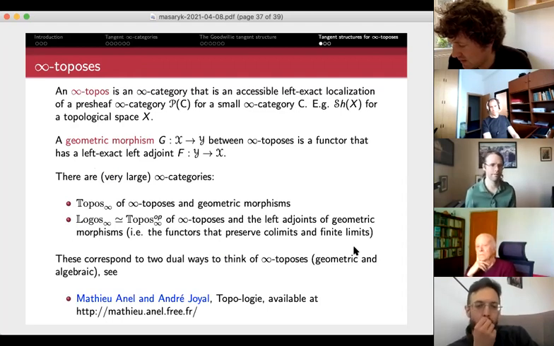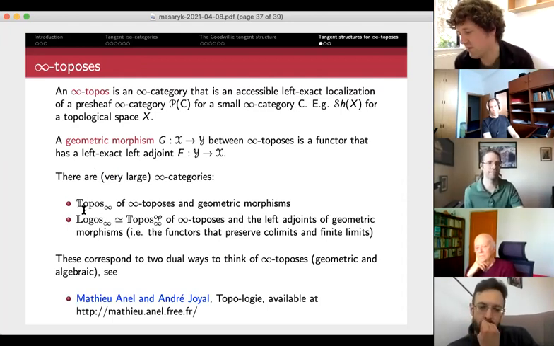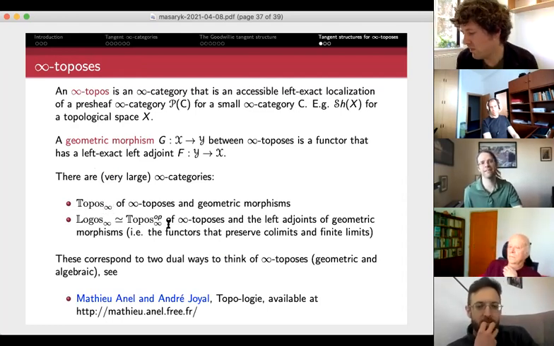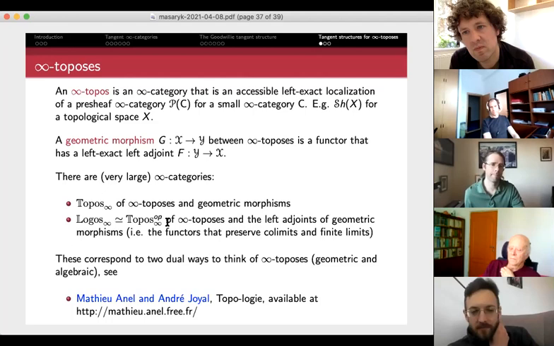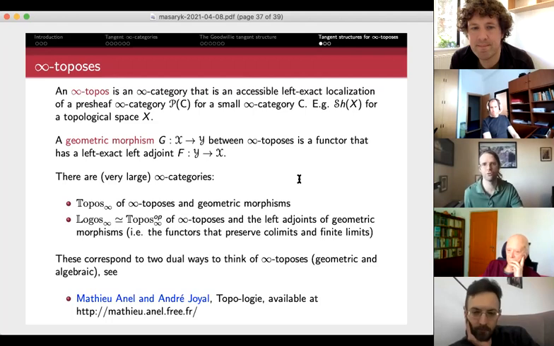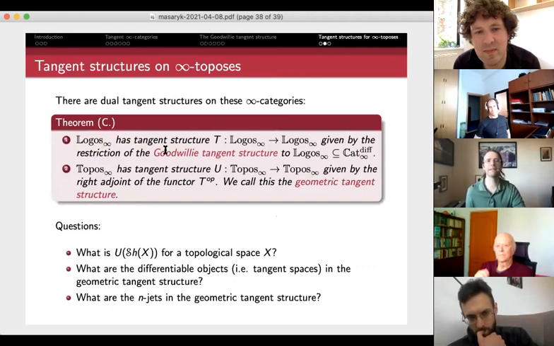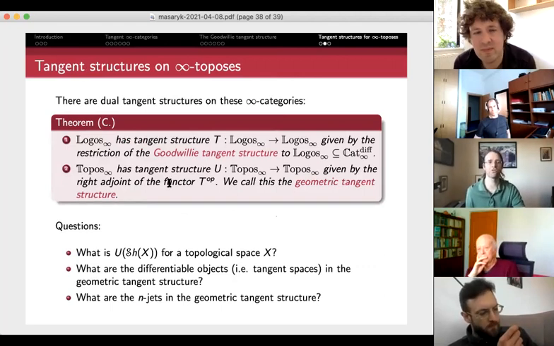As I've written here, there are really 2 versions. There's an infinity category of infinity toposes, and then there's its opposite. A morphism of infinity toposes is really an adjunction, and you can take either the left or right adjoint, so you get 2 versions of the infinity category of infinity toposes, depending on which you take. And the main theorem is that there are tangent structures on each of these.